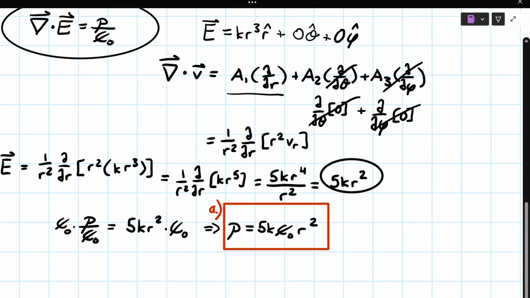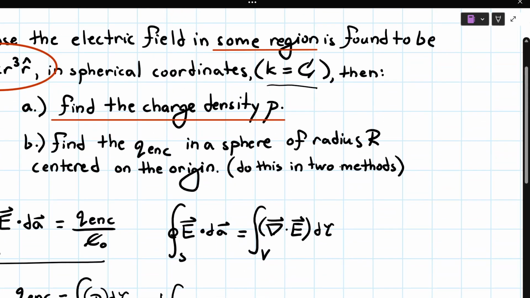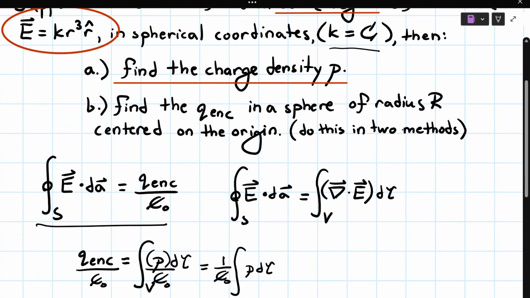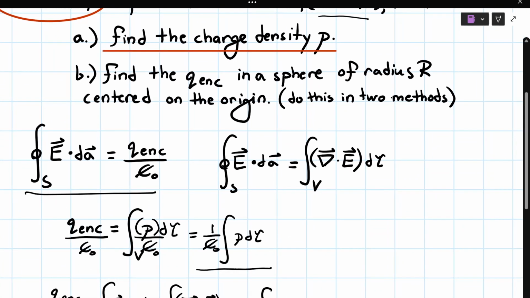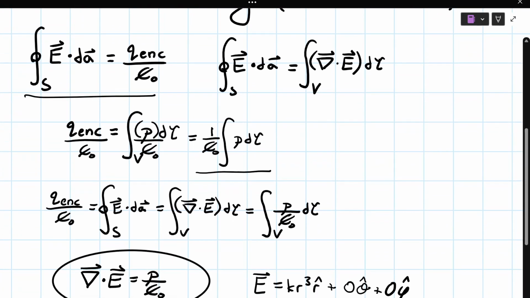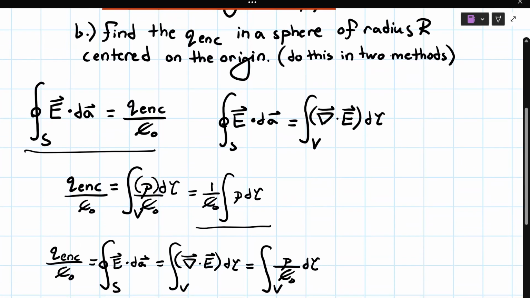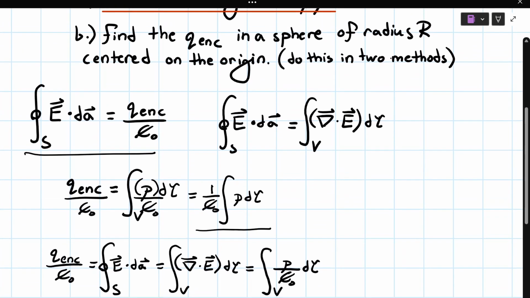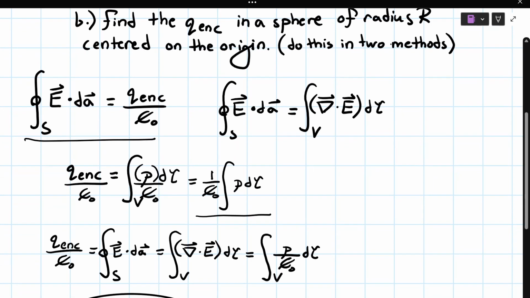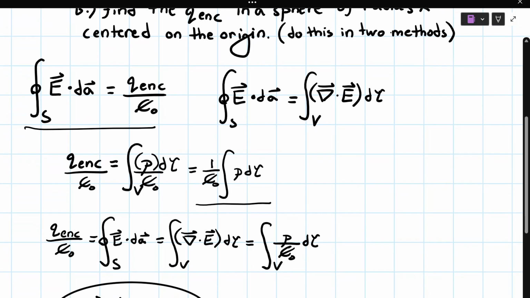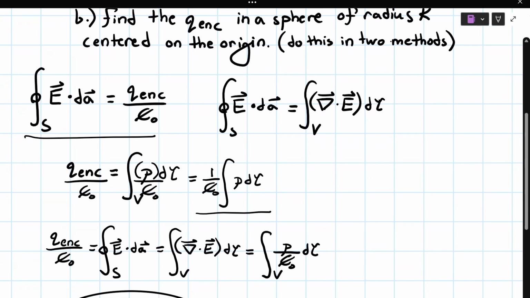Okay, so what's the next part? The next part tells us to find the charge enclosed in a sphere of radius r centered on the origin. And we're going to do this in two methods. I can understand looking at this and thinking, when it says do it in two methods, why it's a little confusing. Always rely on the formulas given in the textbook because they're very straightforward in Griffiths' Introduction to Electrodynamics. They're very, very straightforward.